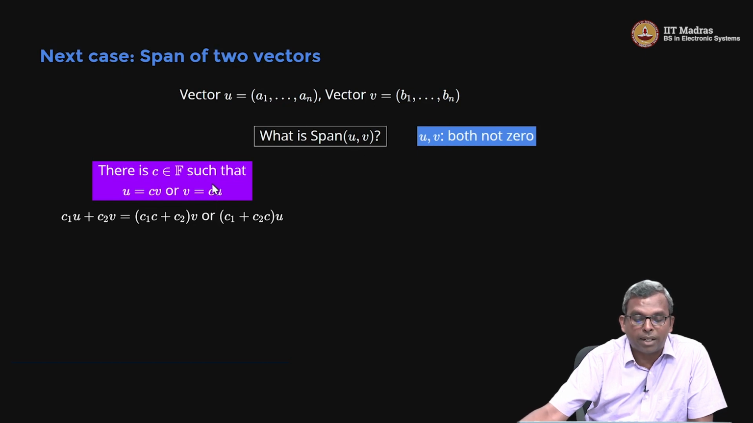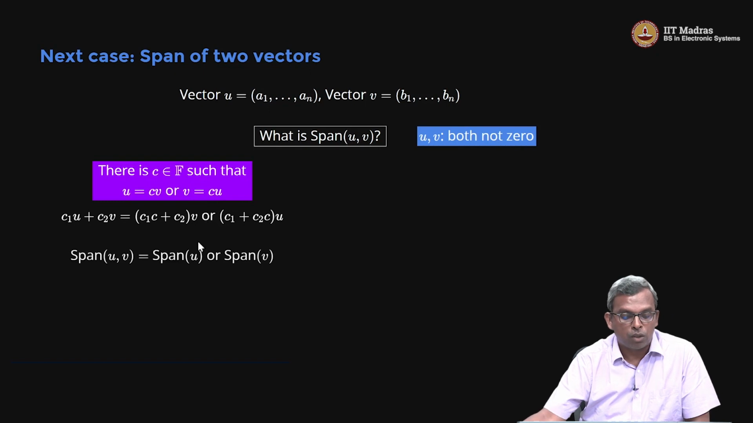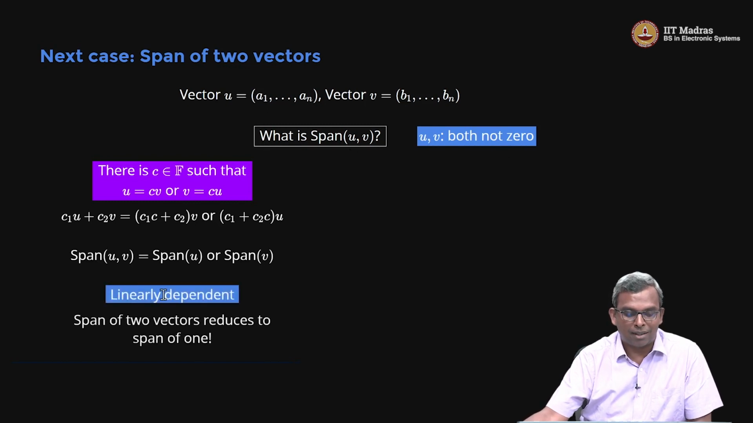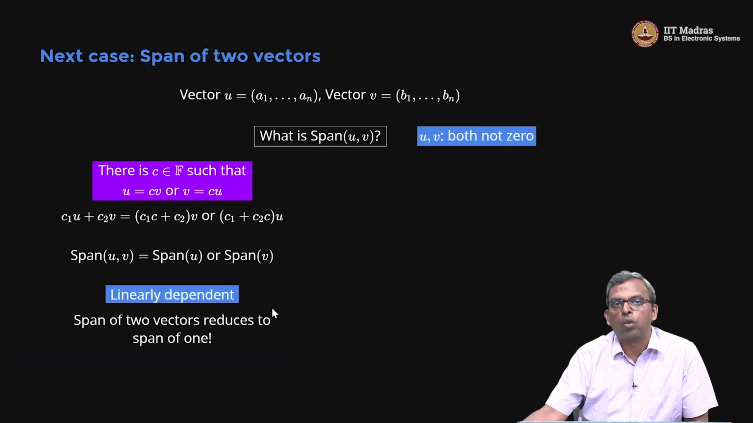You don't really have two vectors, it reduces just to one vector. Okay, so in this case, span of u, v becomes either span of u or span of v. So you don't really have to consider both. It falls back to the previous case. It's almost as if one of these vectors is 0, right? So this case is given the name linearly dependent. If you have this condition true, then you say that u and v are linearly dependent in the sense that the span of two vectors actually reduces to just the span of one. Okay, so these two are linearly dependent vectors, if one is a multiple of the other.